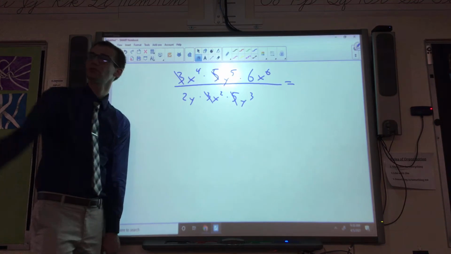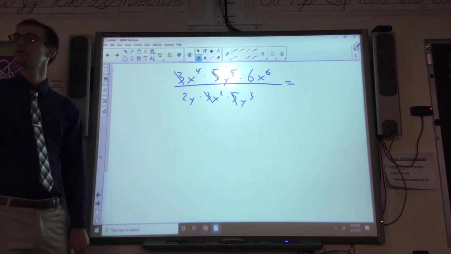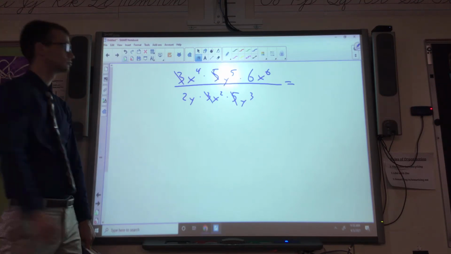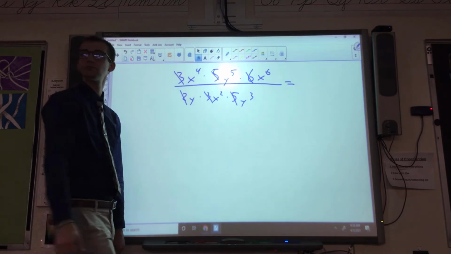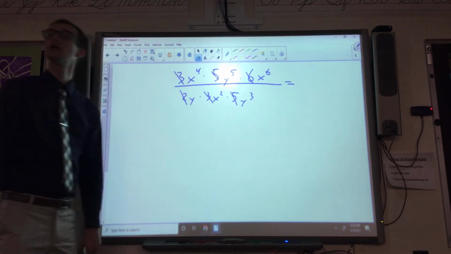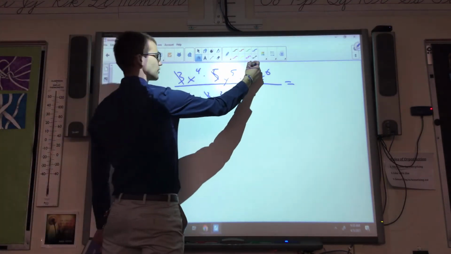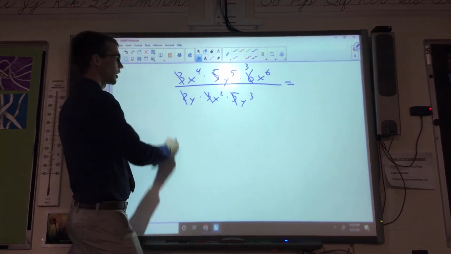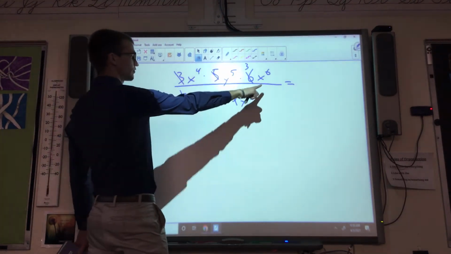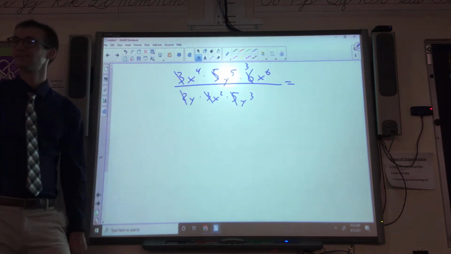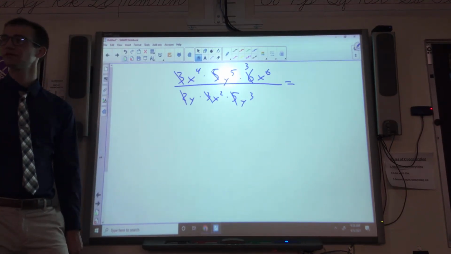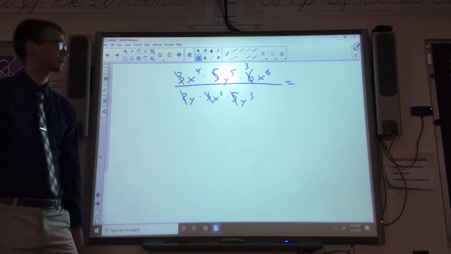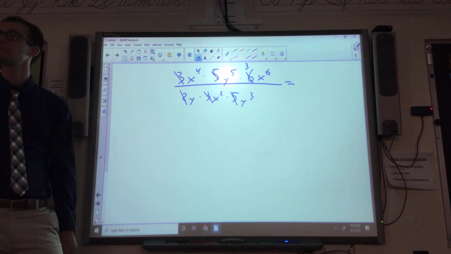and the 2 and the 6, you can do what? Divide both of them by 2. 2 divided by 2 is 1, so I just cancel it out, and the 6 becomes a 3. Okay, 6 divided by 2 is 3. X's, I've got x to the 4th, x to the 6th, x to the 2nd. Can I cancel anything out right away? X to the 12th? What do you mean, x to the 12th?